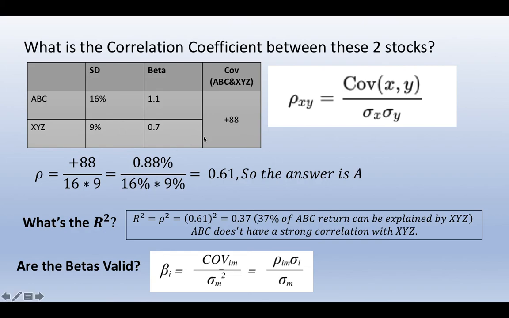When we are only given this information but not told anything about the correlation between ABC and the stock market, we cannot tell if the ABC beta is valid. So when we are asked those questions, our answer is we don't know. We don't have the correlation information between the stocks and the stock market.